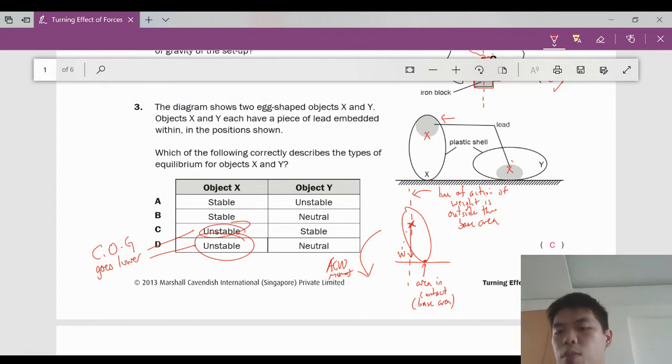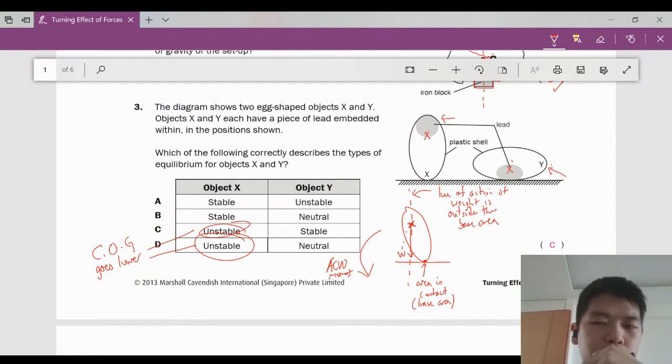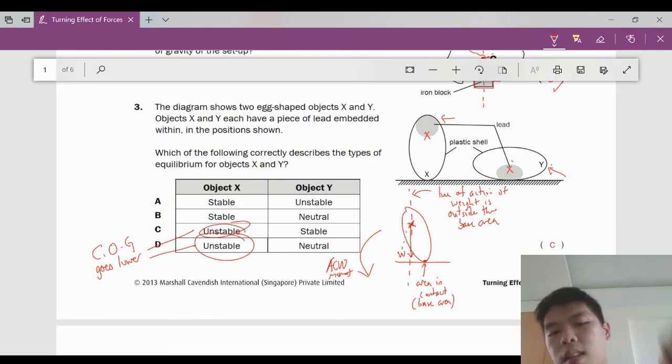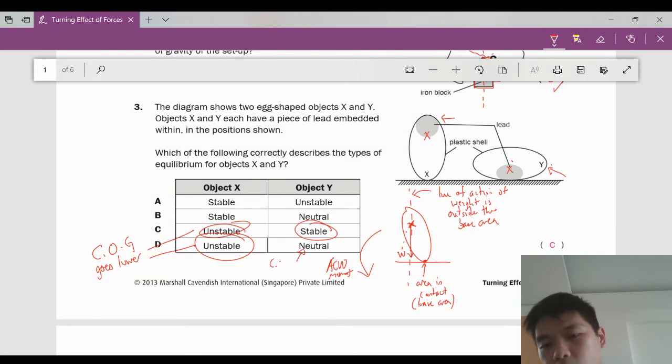Okay, next one, let's look at object Y. If we were to give it a slight push, what will happen is it will swing up and then come back down. Let's swing it the other side, it will be the same thing also. So in this case, what will happen to the center of gravity is it will move up and down. That's why it's stable. Neutral means the height of center of gravity is unchanged.